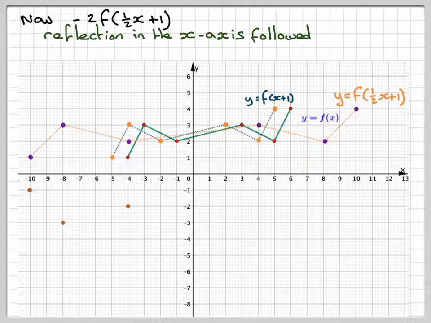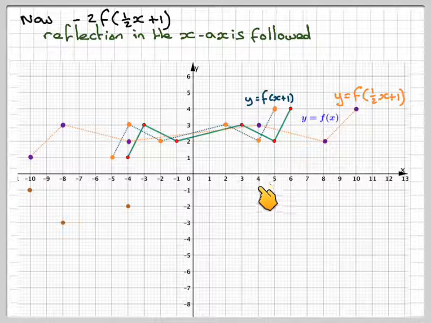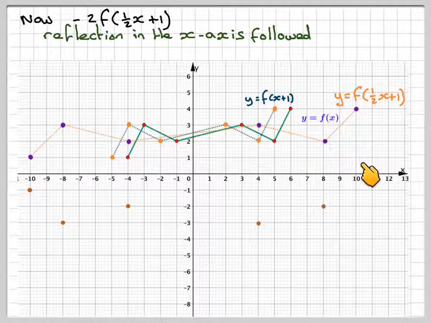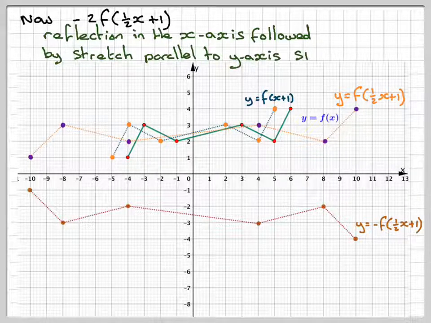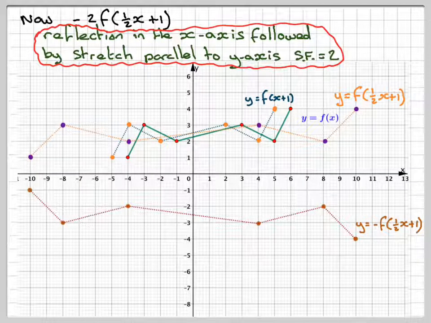So remember, we're actually reflecting the purple point. So this point here will go down 3 to here. This point here is 2, so it will go down to here. And this point here is 4, so it will go down to here. And then if we join those up, we get that. So that is the reflection, but we've got a 2 in front as well. So that means we then have to stretch it parallel to the y-axis, going downwards because it was minus 2.